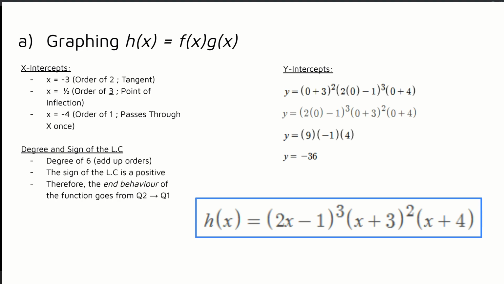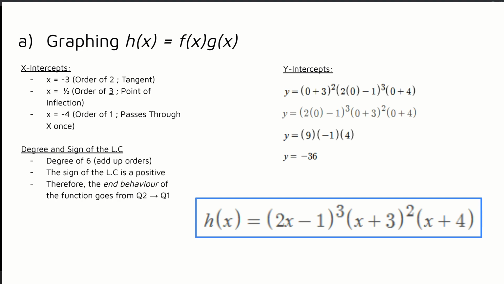These are actually called orders. My bad. Order of 2 is a tangent. Basically, it just bounces off the x-axis. Point of inflection means it kind of chills at the axis for a bit and then keeps going. And order of 1, which is x plus 4, which factors out to x equals -4, just goes straight through the x-axis. For the y-intercept, you just set x to 0 and solve, and you get -36.